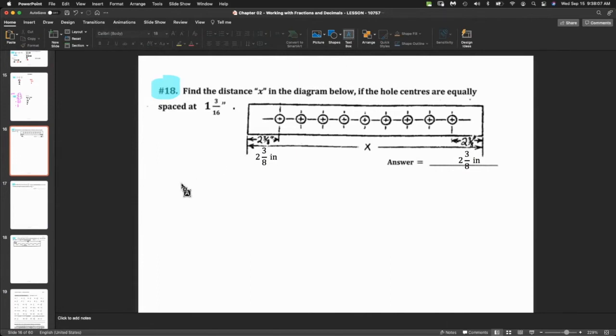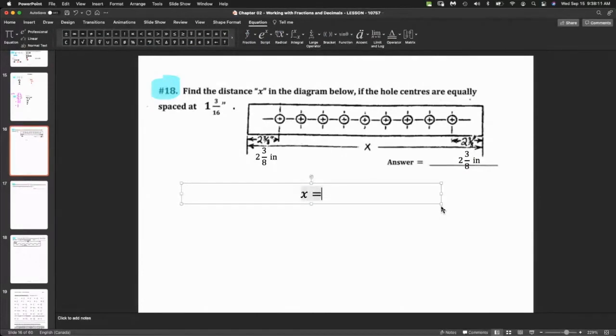Okay, so the goal here is to set up an expression for x. So I know that x equals 2 3/8 plus a bunch of stuff, and then 2 3/8. So the issue here is, what about the middle? What is the middle? So we're talking about this.